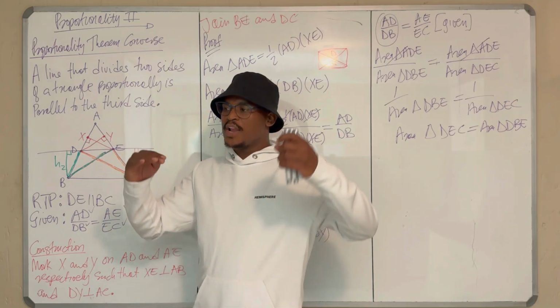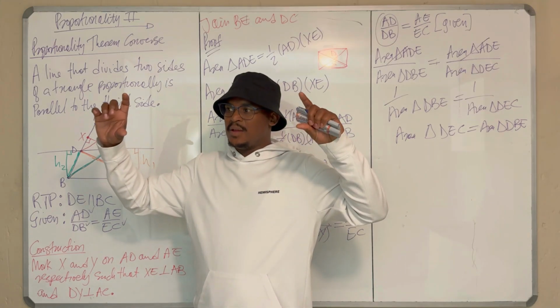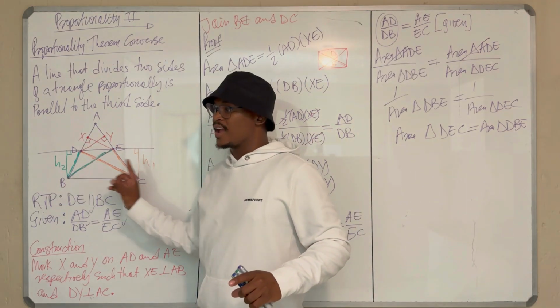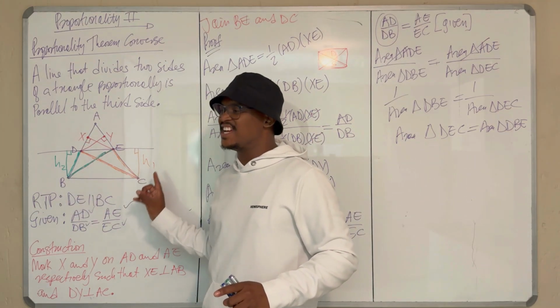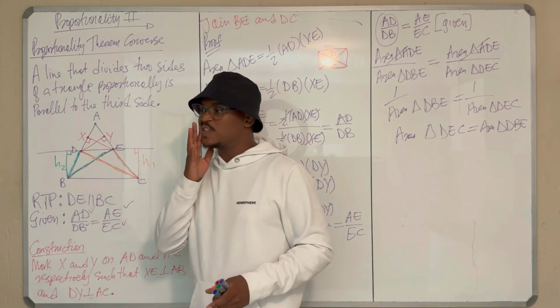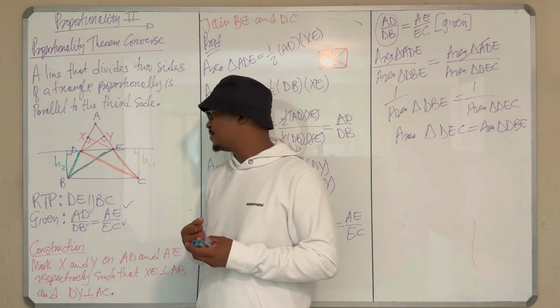Because if you have two lines and the distance between those two lines remains unchanged, as we need in order to have equal areas, then in that case that means these two lines are parallel, which is DE is parallel to BC.